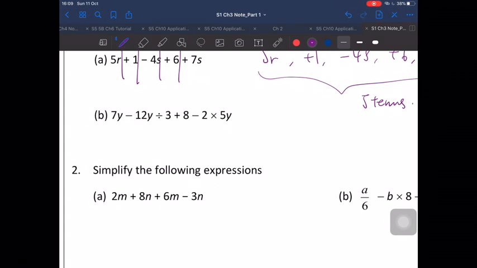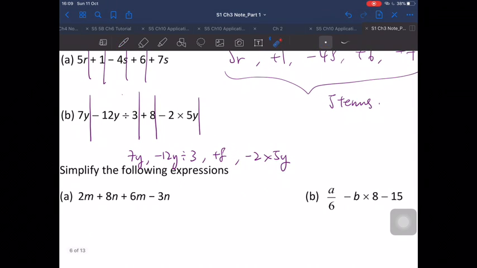So and then here, should we put a cut here? No, it is because this is a division sign. So we should not put a cut here. We should put a cut on the positive or negative sign only. So it should be here, positive x, and then finish. So list out all the terms: 7y, negative 12y divided by 3, positive x, negative 2 times 5y. So you have to count the number of terms, 1, 2, 3, 4. So there should be 4 terms.